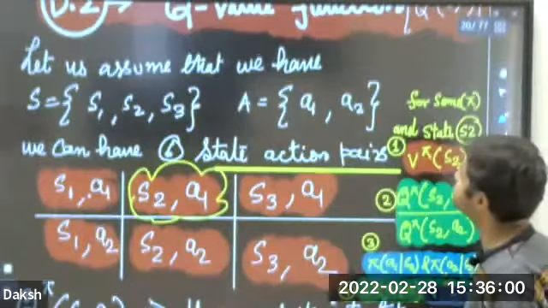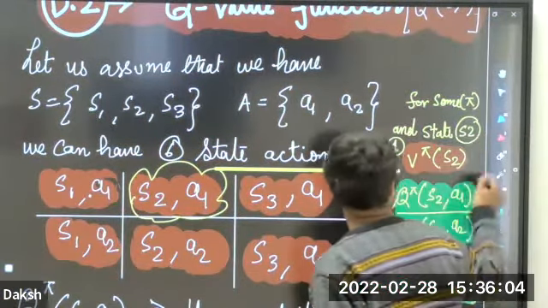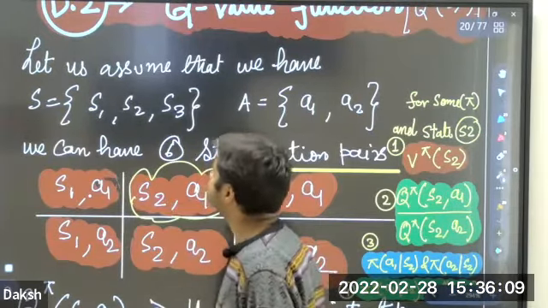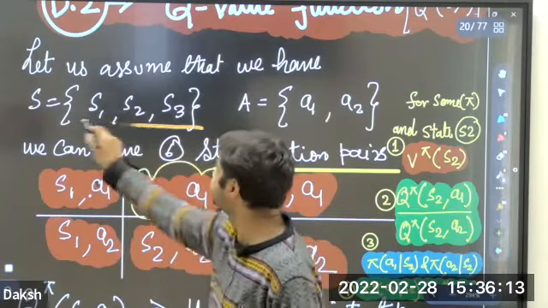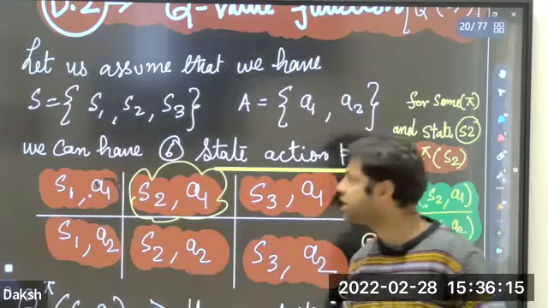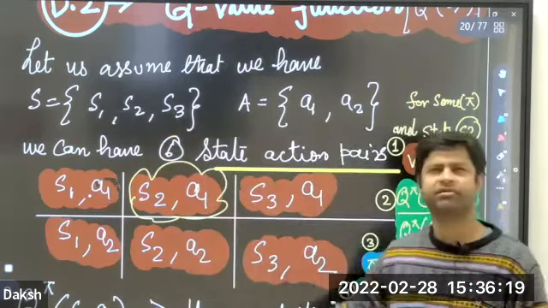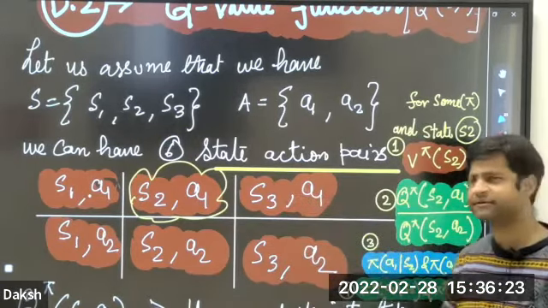Q value function, write it down. In the Q value function, you are going to have states S1, S2, S3, S4. Maybe 3 states, 2 actions. How many state action pairs are you going to get? 3. And these are those.